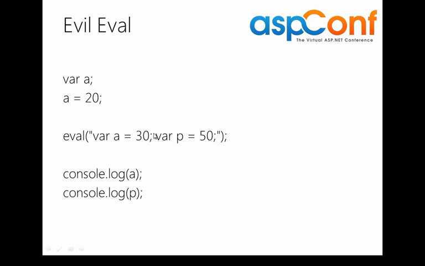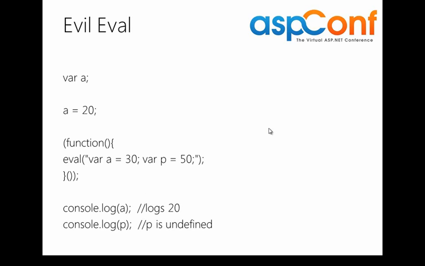So if we have this bit of code where we've done var a equals 20 and eval var a equals 30, var p equals 50, when we call that and log a and p, we actually get 30 and 50. So what's happening is that even though the code inside of eval has declared var a and var p, it doesn't get its own scope. If the parent container happens to have a variable of the same name, it takes over that variable. So that can be kind of dangerous.